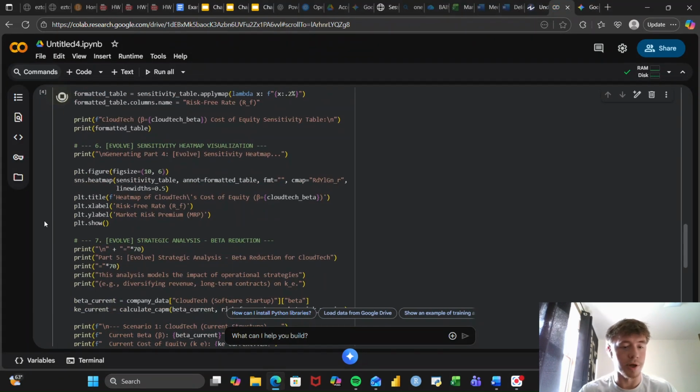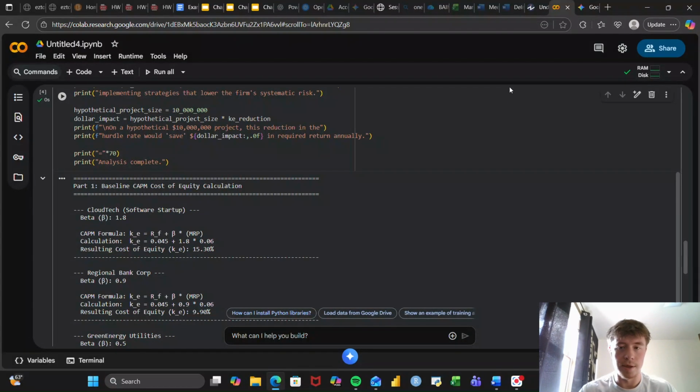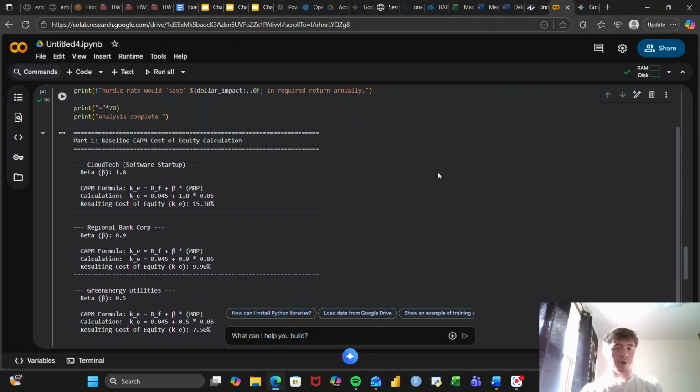So I'm going to run our code real quick. Alright, so this first part right here, we have the parameters that we were given. We're going to be calculating our required return rate right now. So we have the calculation, which is the risk-free rate of 4.5%, and then this is CloudTech, our software company, so very volatile. Our beta score is 1.8, and then the market risk premium of 6%.